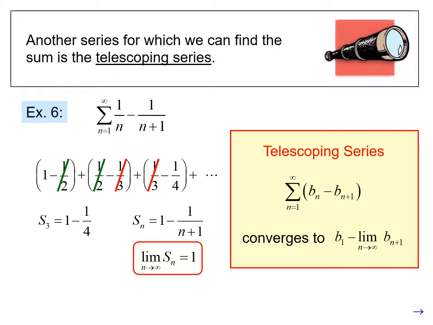So here's our general form for a telescoping series. And we know that this always converges to the first term minus the limit of the last term. So as long as that last term is approaching 0, this will converge.